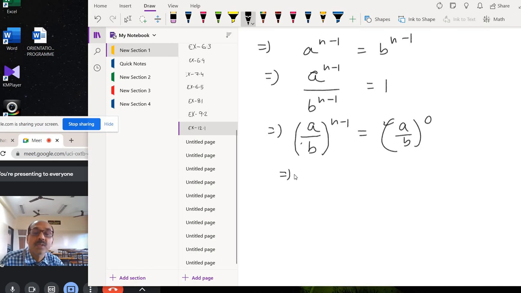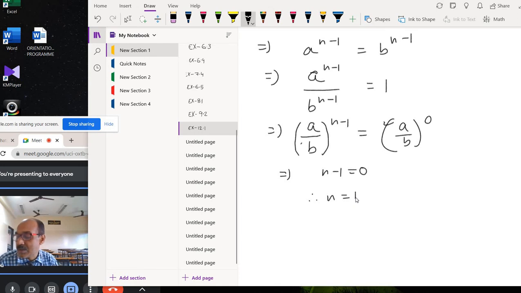So n minus 1 equals 0, n equals 1. This is the answer: n equal to 1. Understand?